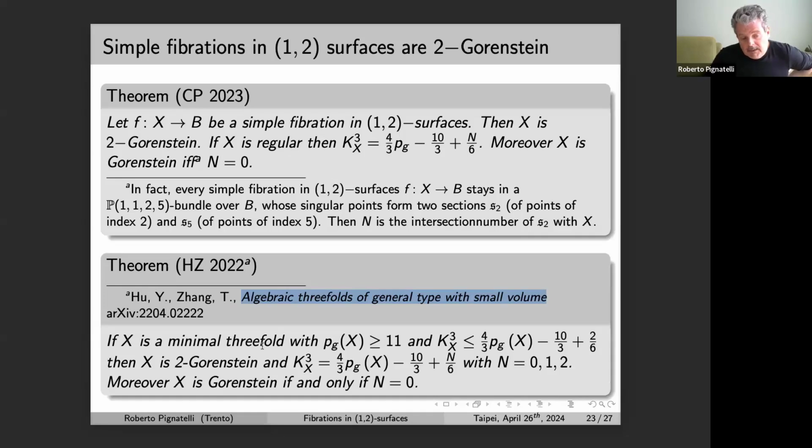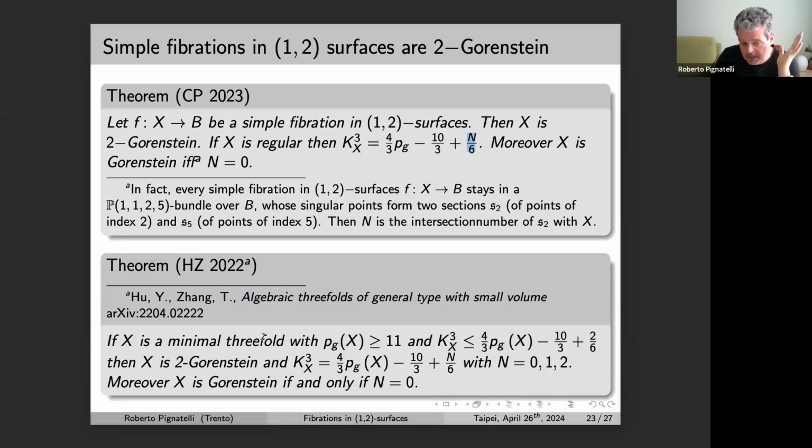They could prove that if X is a minimal, minimal is a bit weaker than canonical, but that's not an important difference, threefold with pg bigger than 11, and they assume the volume to be smaller than, they phrase it in a slightly different way, I make it shorter for this talk, 4/3 pg minus 10/3 plus 1/3, so plus 2/6. Let me write it as 2/6 because for me it's important to count how many sixths is the difference with the volume.